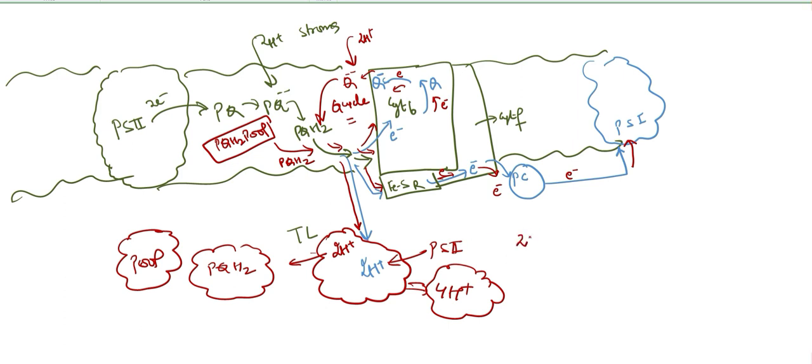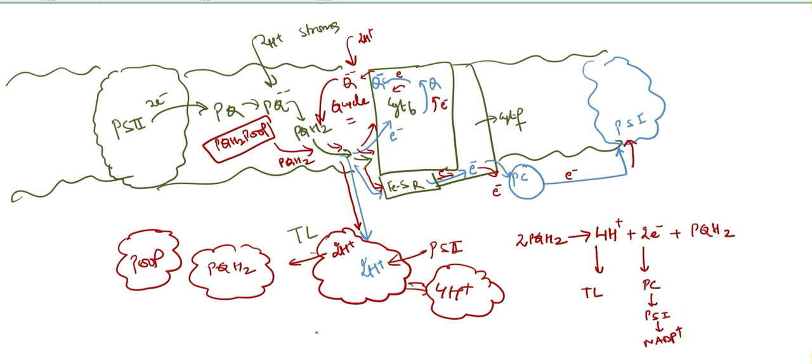So the important part from this whole discussion can be taken as 2 PQH2 molecules producing 4 protons in the thylakoid lumen, 2 electrons are traveled and 1 PQH2 is regenerated. The protons are accumulated in the thylakoid lumen, and 2 electrons travel through plastocyanin to photosystem 1 and ultimately to NADP. So this is the whole concept of the plastoquinone cycle.